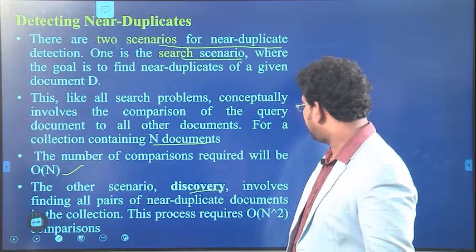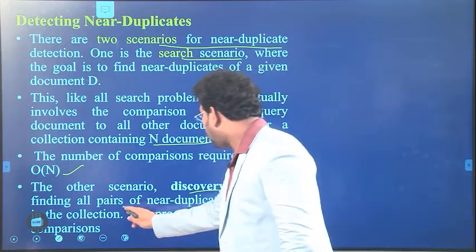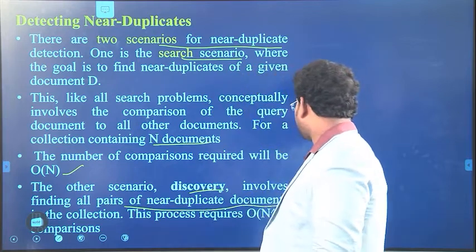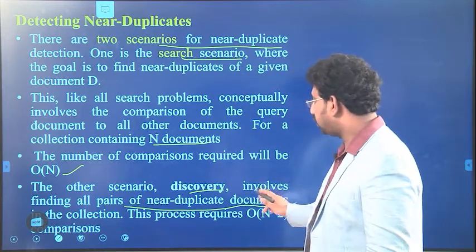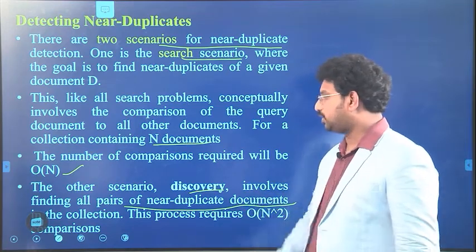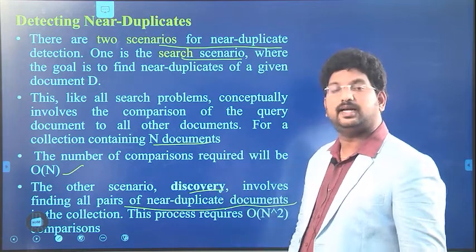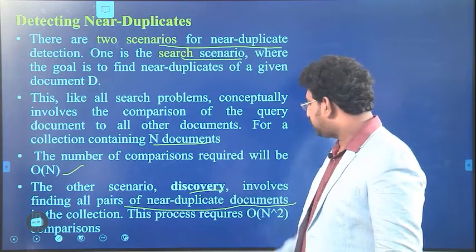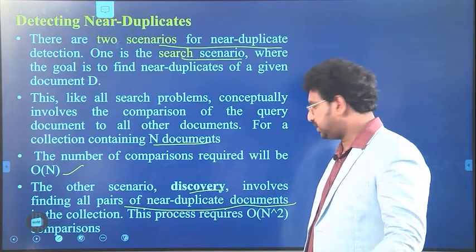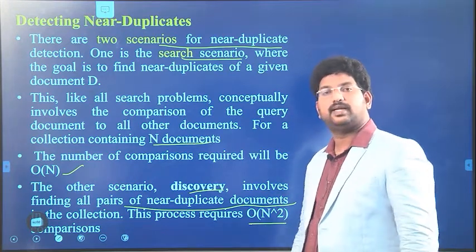The other scenario is discovery, which involves finding all pairs of near duplicate documents in the collection. How many comparisons does this process require? Order of N square. This process requires big O of N square comparisons.